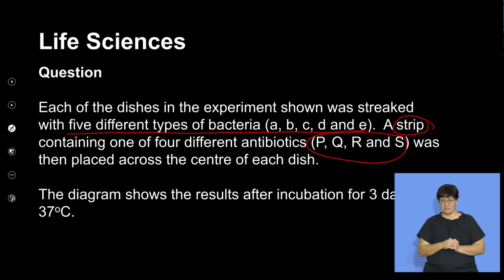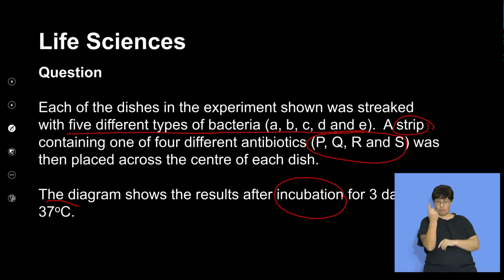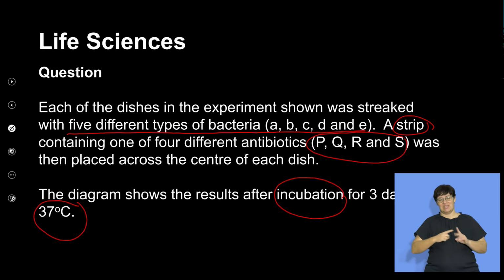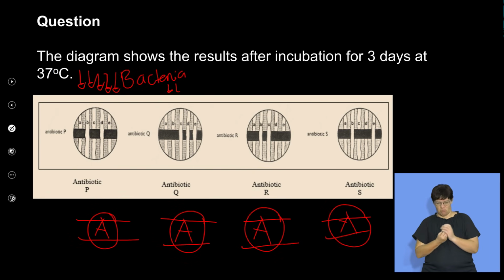We saw that. The diagram shows the results after incubation for 3 days at 37 degrees. What do we know about 37 degrees? Body temperature, and that is the ideal growth temperature for bacteria. Okay, so here we've got the diagram, a little bit confusing, but let's read the questions.